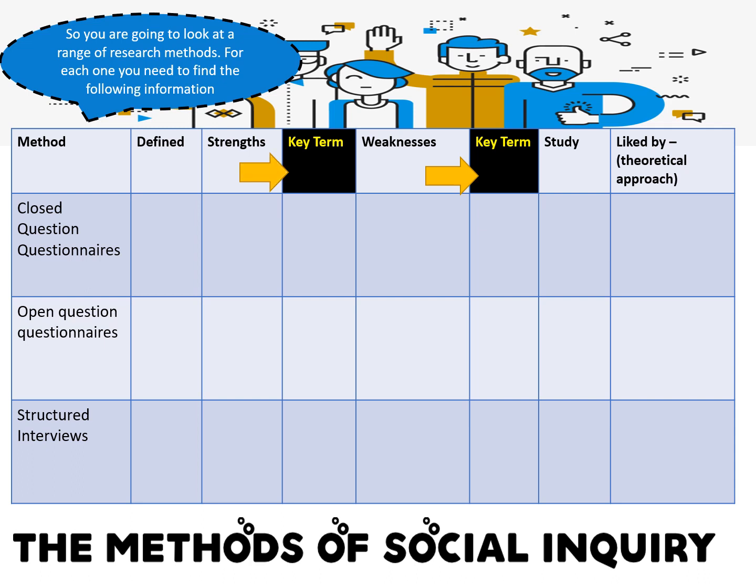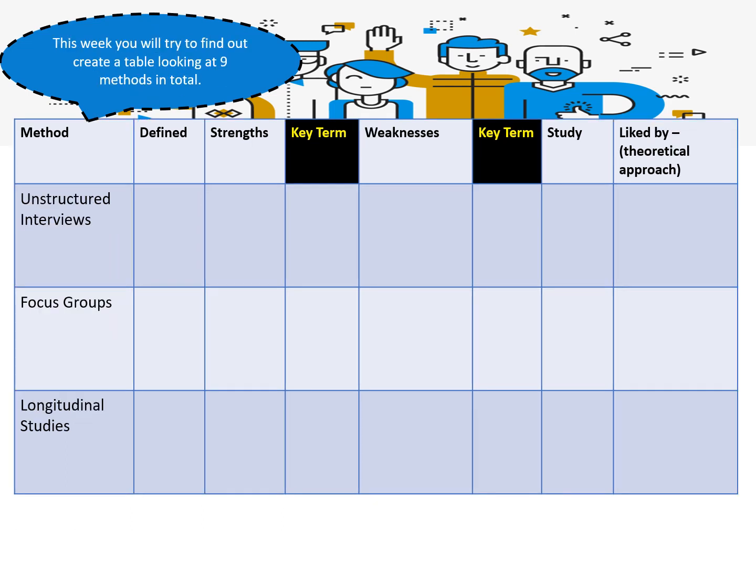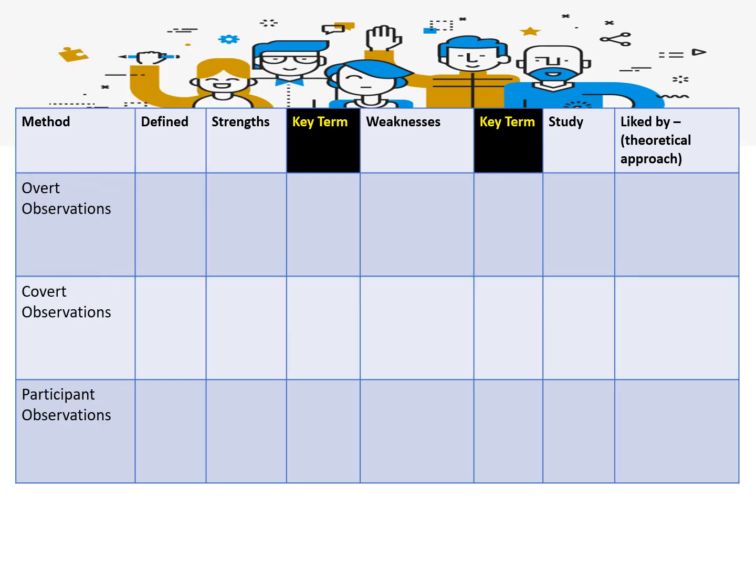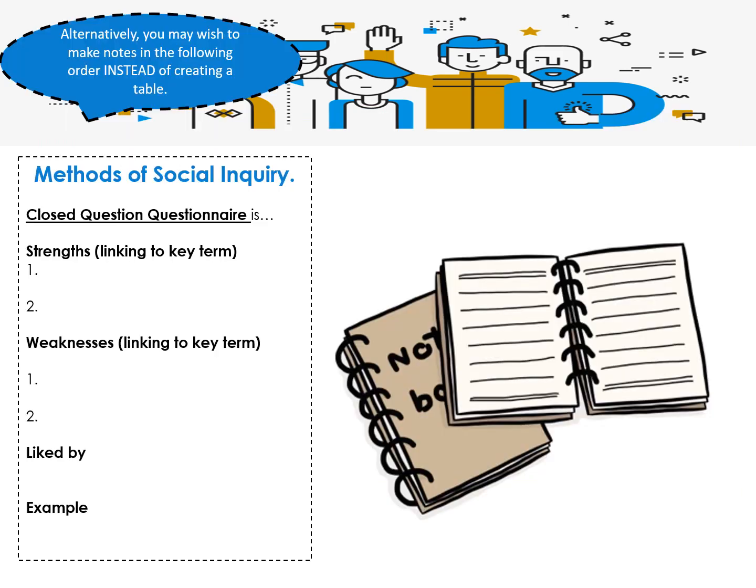So going on to the next. So you can see we've got unstructured interviews, focus groups, longitudinal studies, and we've also got observations. Okay. Now you could do it like that, or you could just write notes in your normal sort of file paper. So what the main things you need to do: a definition. You need to be able to put 2 strengths, 2 weaknesses. You've got to be able to say who they're liked by and an example. So over the next week, this is your task, to make notes on all of these things.